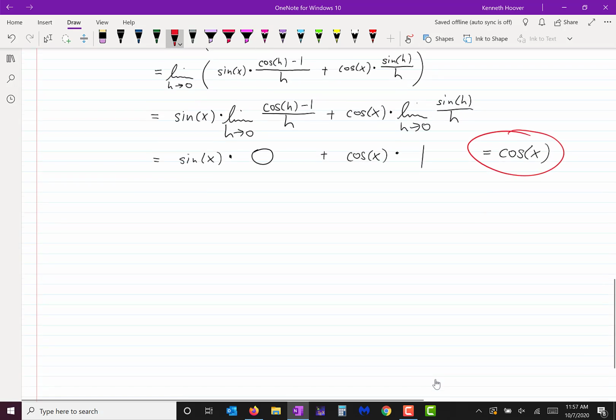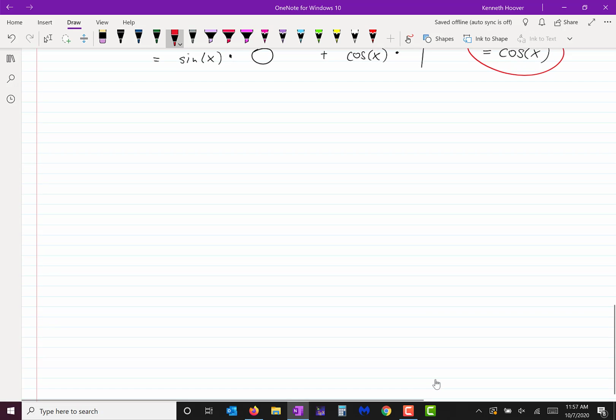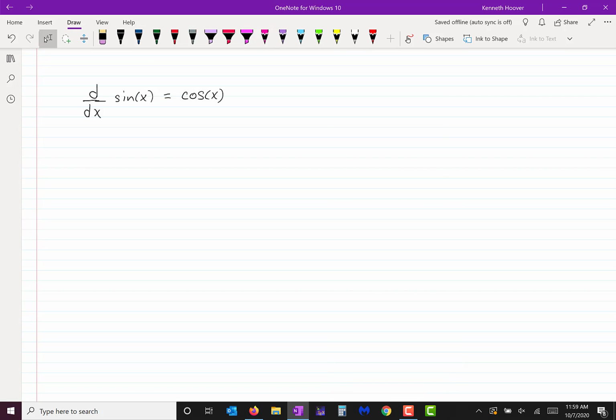Let's make a chart here. The derivative of sine equals cosine. Okay, and now we can also do the derivative of cosine, and it's going to be very easy. It's going to be very, very similar.